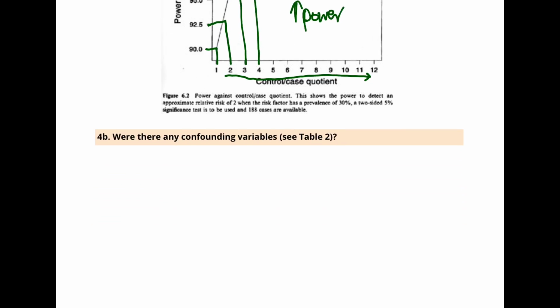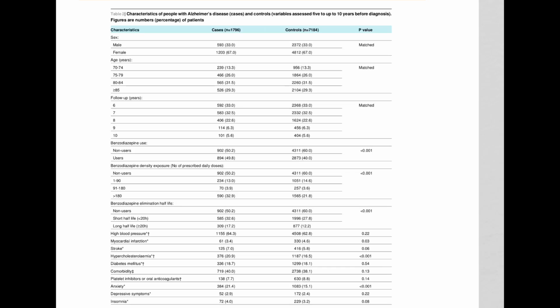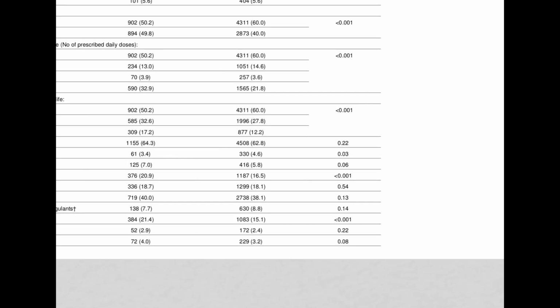The next question asks, were there any confounding variables? And we were looking at table 2. And if you'll remember, let's actually take a look at that table again. So I copied it here. And remember, we looked for any p-value that was greater than 0.05 or 5%. And we did find some, right? There was this one. There was this one.